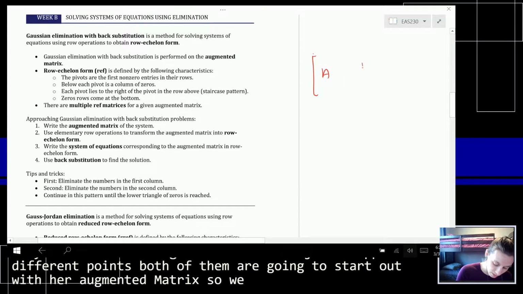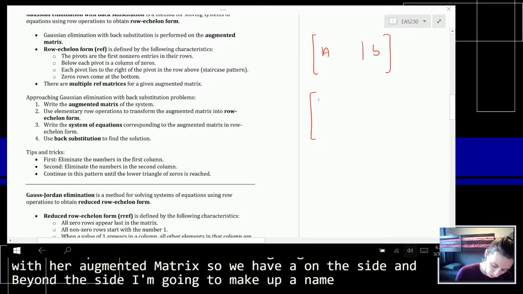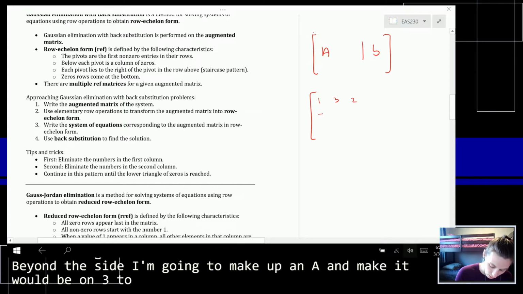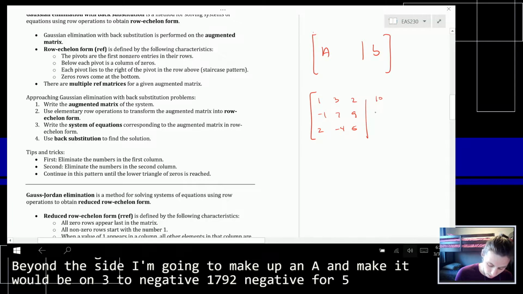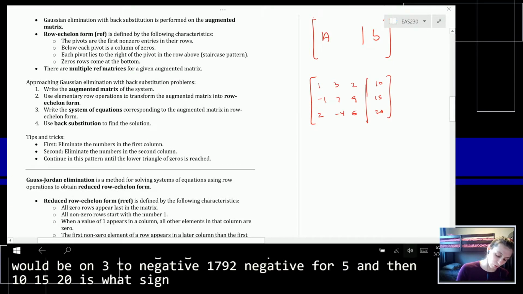So we have A on this side and B on this side. I'm going to make up an A and make up a B. 1, 3, 2, negative 1, 7, 9, 2, negative 4, 5, and then 10, 15, 20. Okay, so let's say this is our augmented matrix.